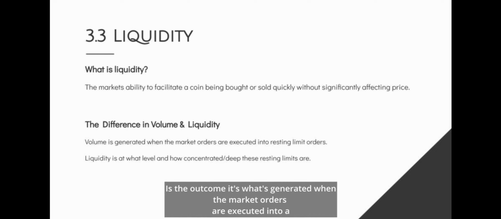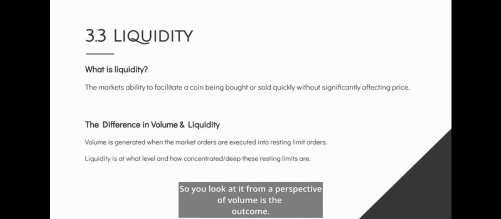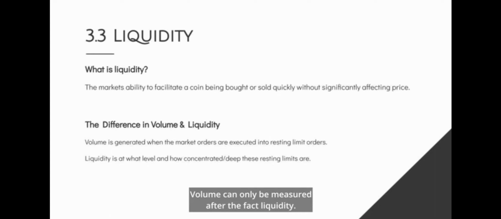Volume is the outcome. It's what's generated when the market orders are executed into a wall of resting limit orders. And liquidity is at what level and how concentrated or deep these resting limit orders are. So you could say liquidity is the input and volume is the output, would be one way of framing it. Volume can only be measured after the fact. Liquidity, you can measure to an extent before any move is made.